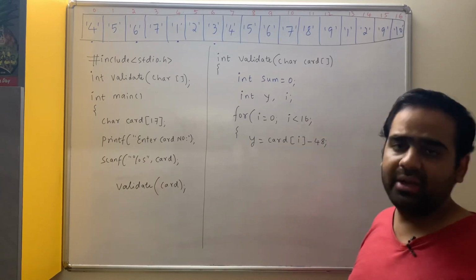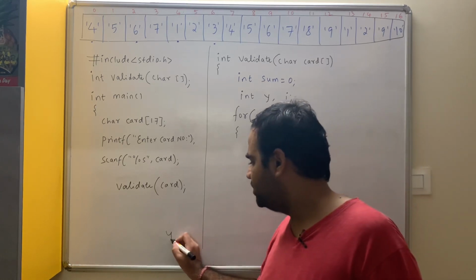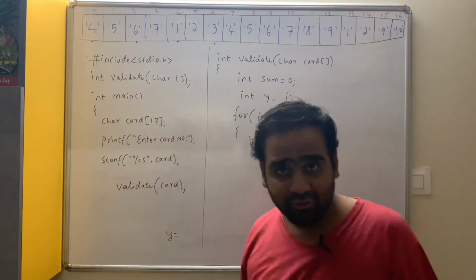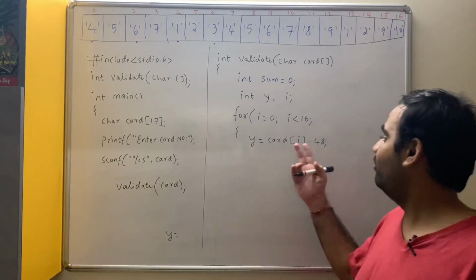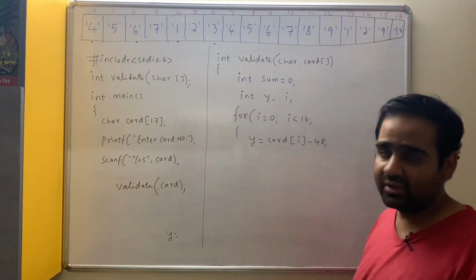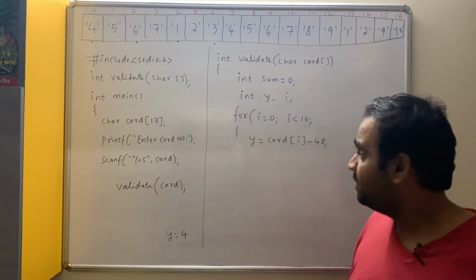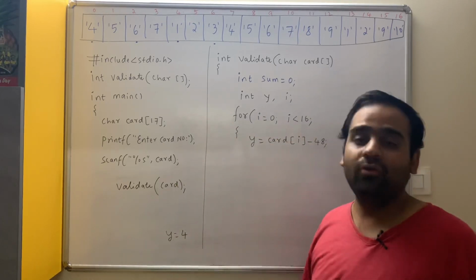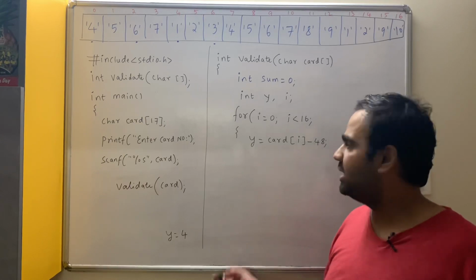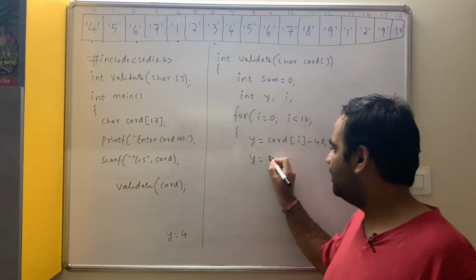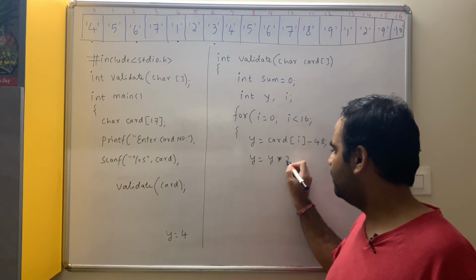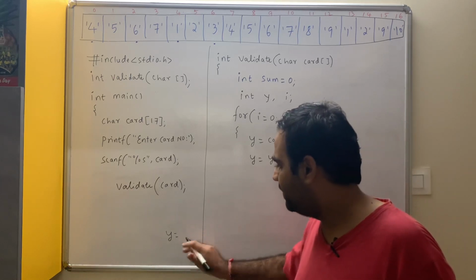Card of I minus 48. Now what is card of 0? Card of 0 is character 4. Character 4 means 52, because the ASCII value of character 4 is 52. 52 minus 48 is 4. Now you multiply this 4 with 2. Therefore I can say y is equal to y into 2. Hence the value of y will become 8.